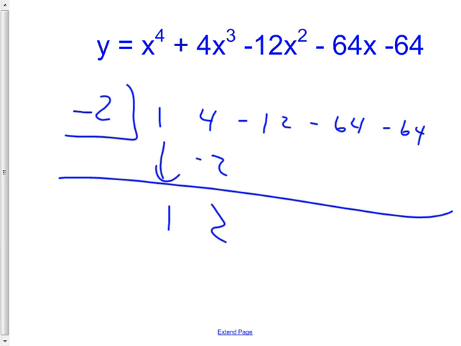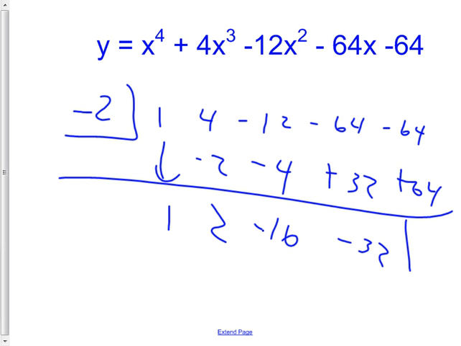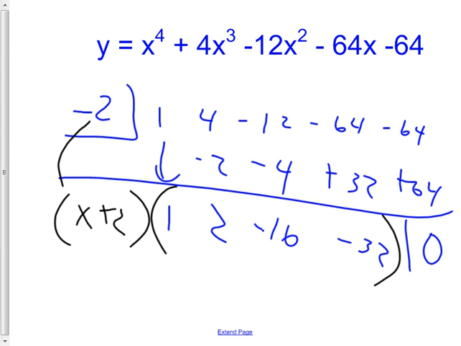Negative 2, 2, negative 4, negative 16, positive 32, negative 32, and then positive 64, and yes, it worked. Nice job. So then, what's my answer? I bring this down and make it a parenthesis and say x plus 2. Then I make this whole thing a parenthesis. And the last one's just a constant. This is x's, this is x squareds, and this is x cubed.